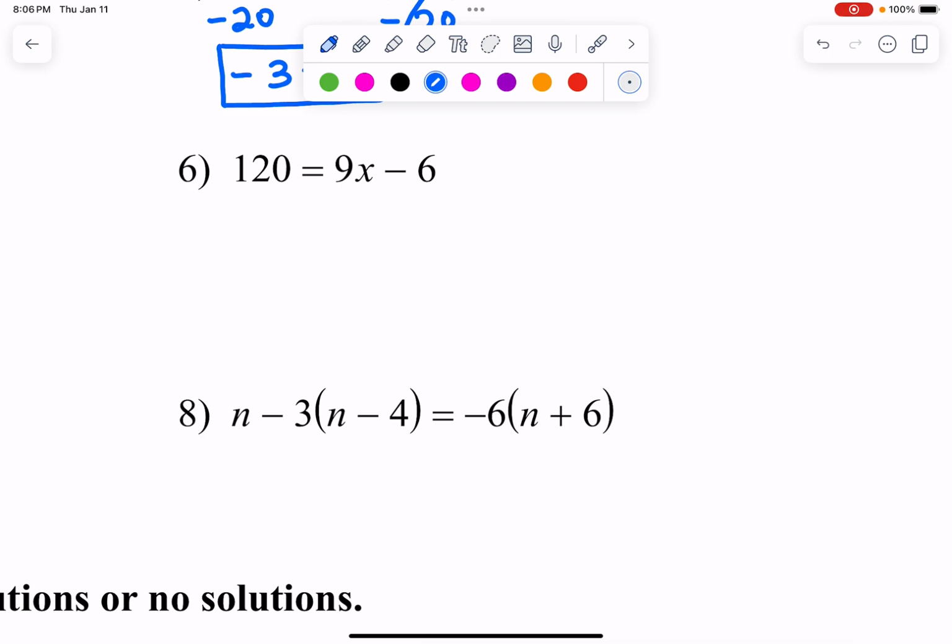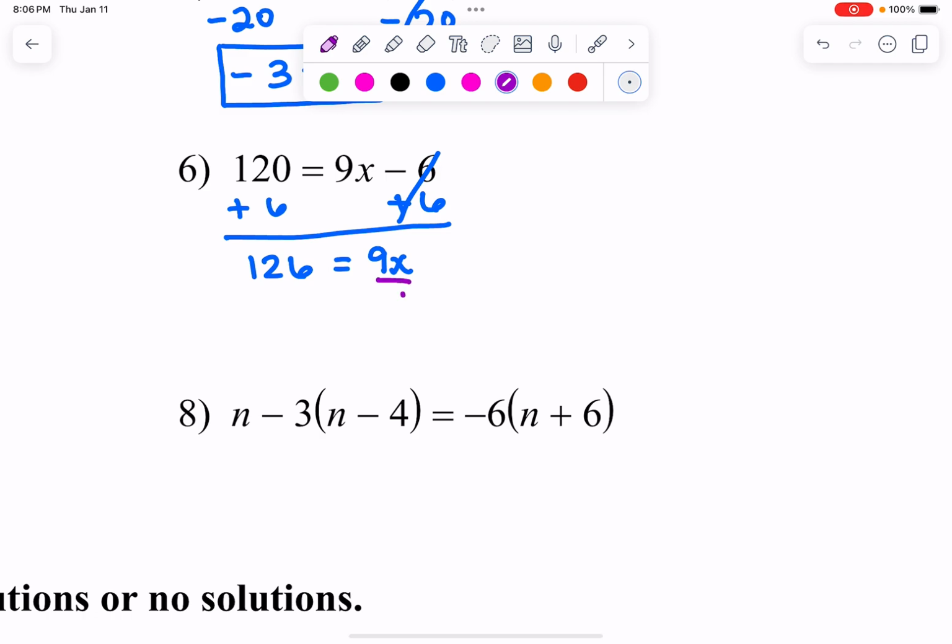Number 6 is our typical two-step problem. We always get rid of the unattached part first, and that is the negative 6. To cross the equal sign, we're going to do the opposite, which is to add 6 to both sides. 120 plus 6 will give me 126 is equal to 9x. And so then we can go ahead and divide both sides by 9. And 126 divided by 9 is 14.